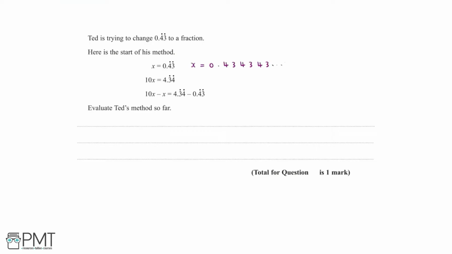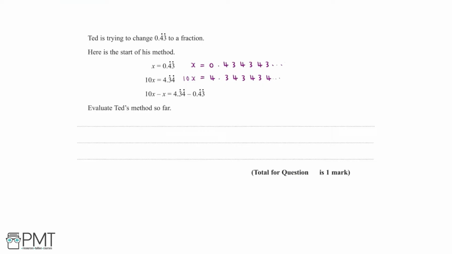If x is equal to 0.43 recurring, that's equivalent to 0.434343... And likewise, if 10x is equal to 4.34 recurring, that's equivalent to 4.343434... But now to change 0.43 recurring to a fraction, like we said before, we need to get rid of the recurring decimals. Ted does 10x take away x.